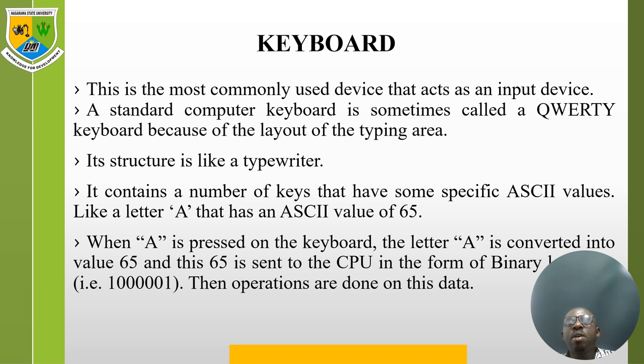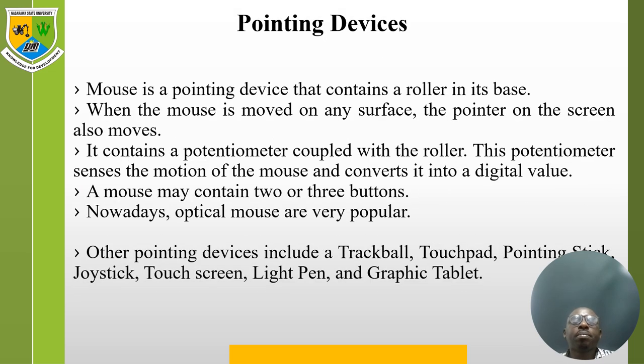It contains a number of keys that have some specific ASCII values, like the letter A that has an ASCII value of 65. When A is pressed on the keyboard, the letter A is converted into the value 65, and this 65 is sent to the CPU in the form of binary codes. Then operations are done on this data.